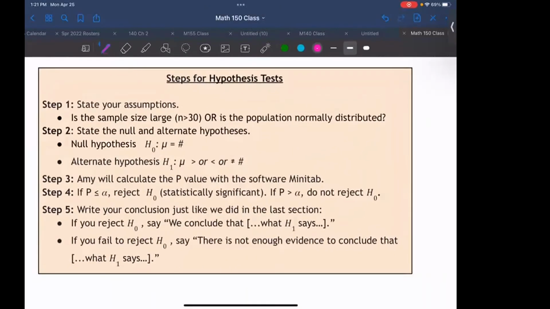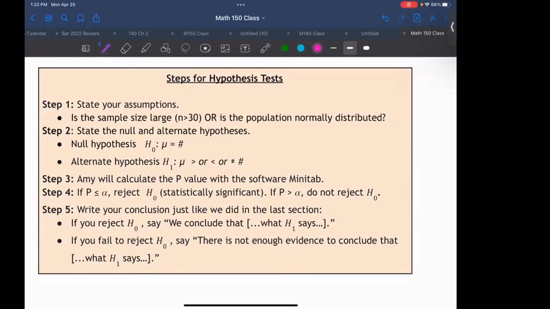Okay, when we do a hypothesis test, there are a few steps that we have to follow. Step 1, we're going to state our assumptions. Now, this is basically the same thing as we did with the confidence intervals. But since we're doing p-values, we're still using the central limit theorem. I kind of touched on it a little bit when I introduced the p-value. We use the central limit theorem to get to this. But for now, let's just know that we have to use the central limit theorem, which means we have to check if the sample size is large enough, bigger than 30, or if the population is normally distributed.